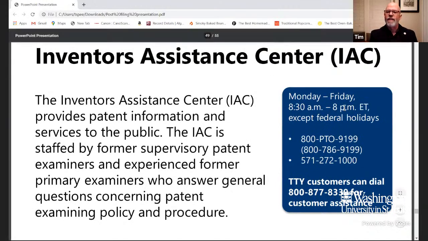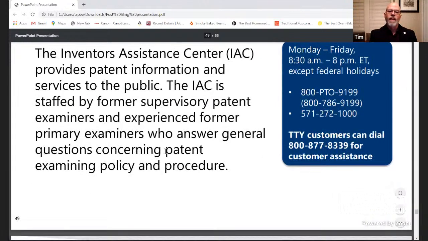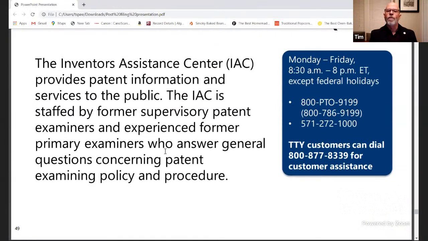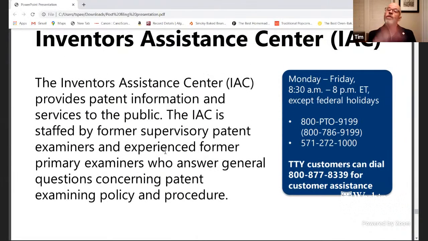Anyway, so we have the Inventors Assistance Center. Here are the hours, 8 to 8. This is going to be Eastern time. Call 1-800-PTO-9199. It's staffed by former supervisors, most of whom are folks who've retired, and then they come back and you can man these lines. So these are very experienced people.